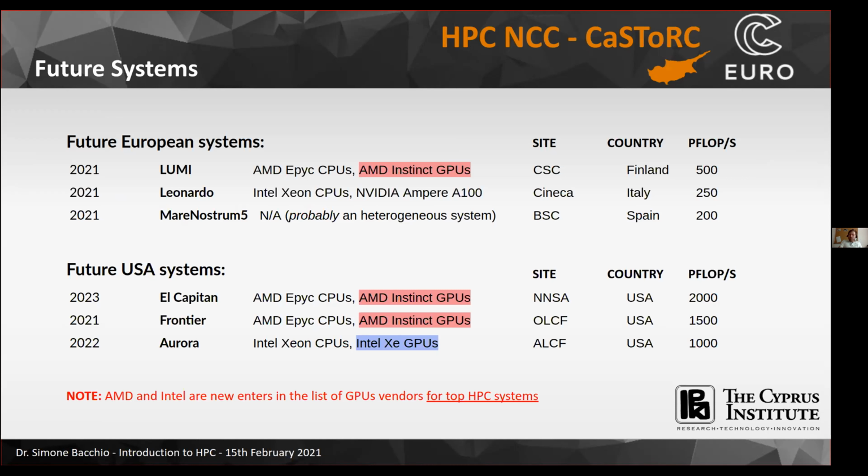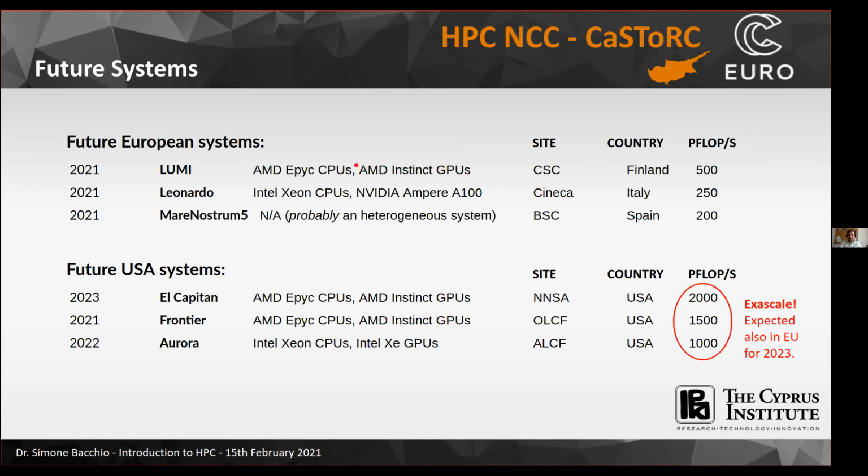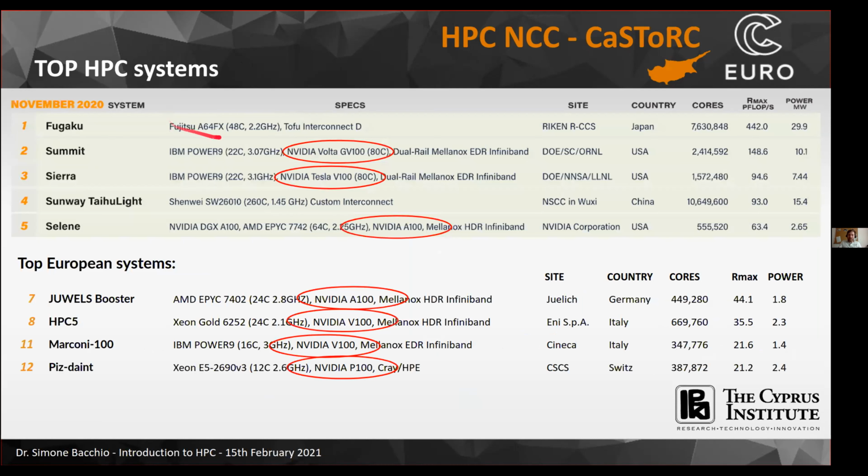This is one of the reasons why ARM systems have been adopted by supercomputing facilities. So Fugaku here is made of ARM. The largest supercomputer in the world is made of ARM.